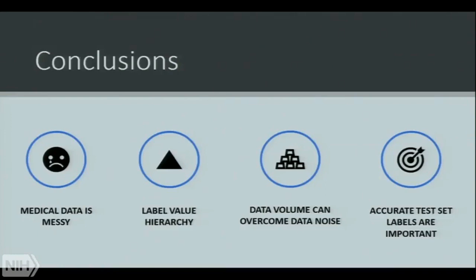All right. So in conclusion, medical data is messy, as I mentioned. I talked about label value hierarchies. You can use data volume to overcome data noise, and I think that's important to know. And then, of course, accurate test set labels are very important. And that's all I have.